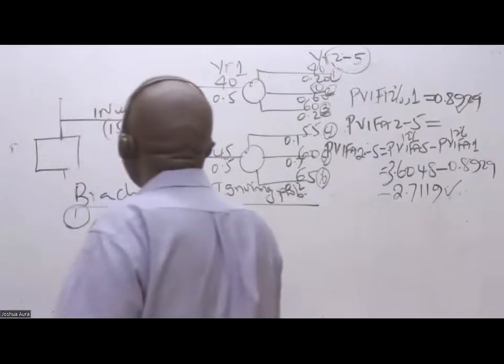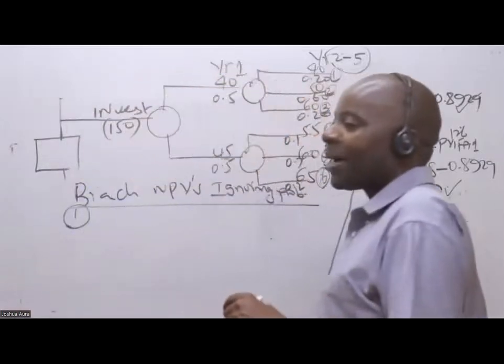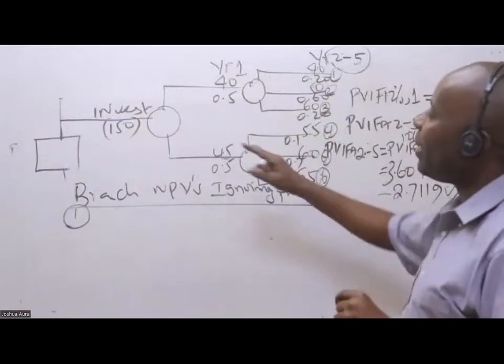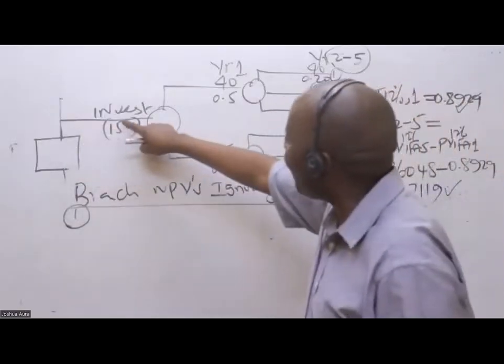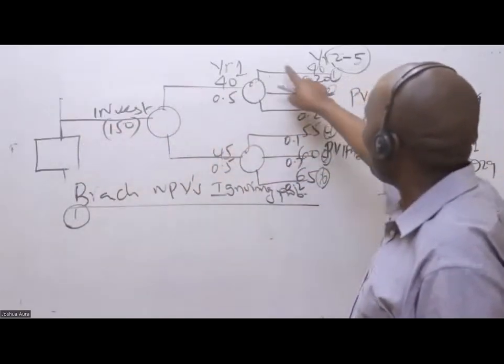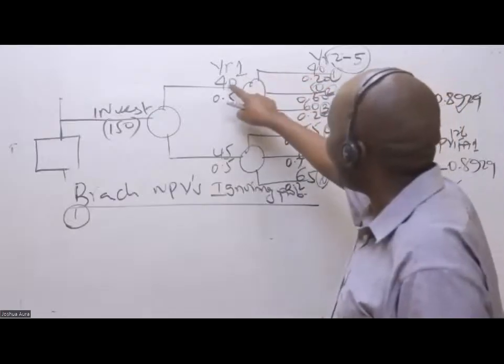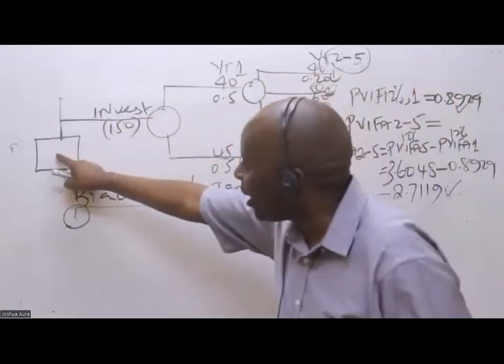So branch number 1, unakanyaga paka mwisho. Una-assume ni kama barabara, hii ni barabara, unakanyaga paka mwisho, you pick the cash flows. So branch number 1, hii ndio barabara yetu, paka beginning.